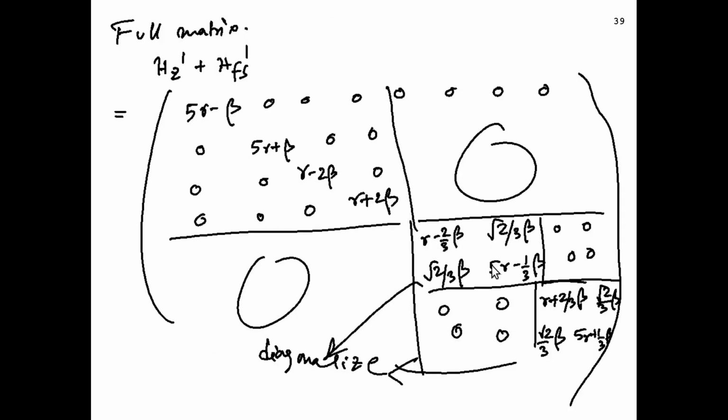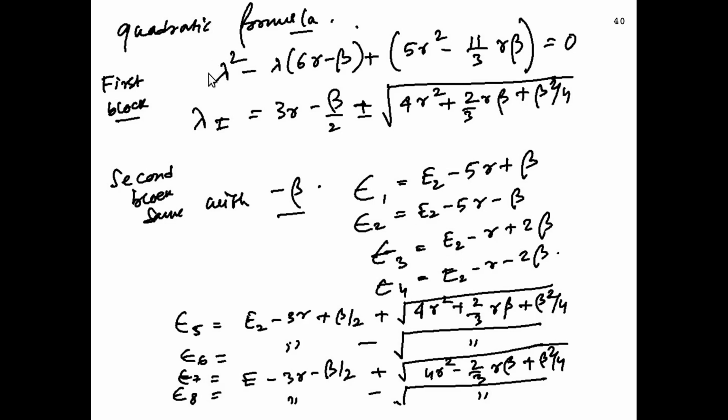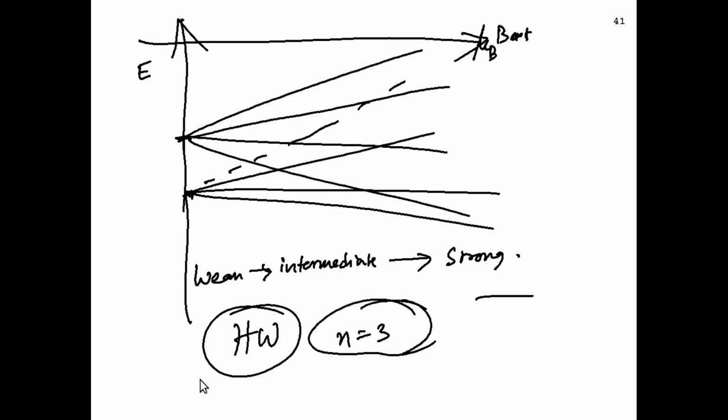If you diagonalize this first block, it will look like this. This is the quadratic formula you will get, and the eigenvalues are these. The second block will be exactly the same, except beta is replaced by minus beta. So, now we get these energies, E1, E2, E3, E4, E5, E6, E7, E8, the diagonal energies, and that is the level splitting because of the external magnetic field.